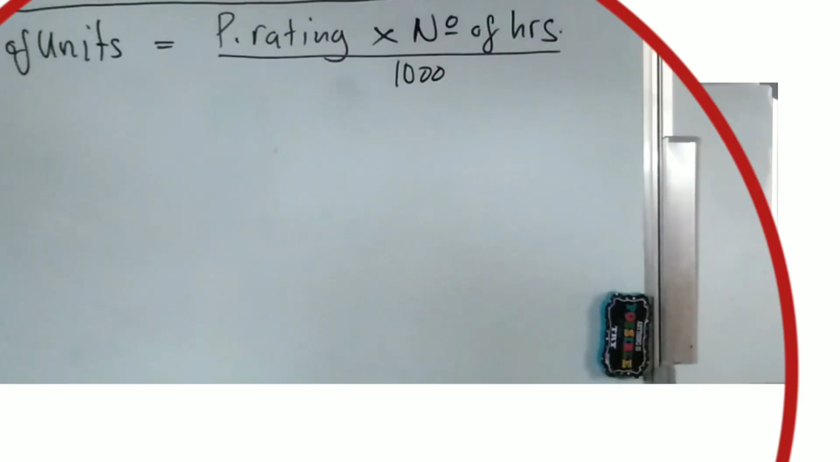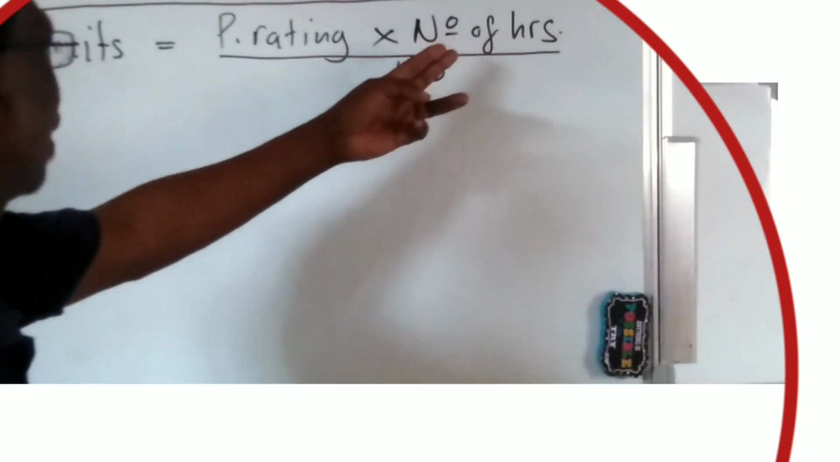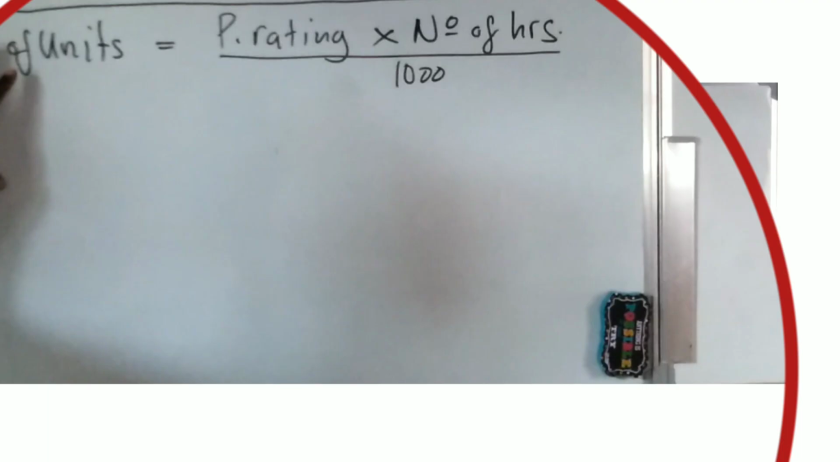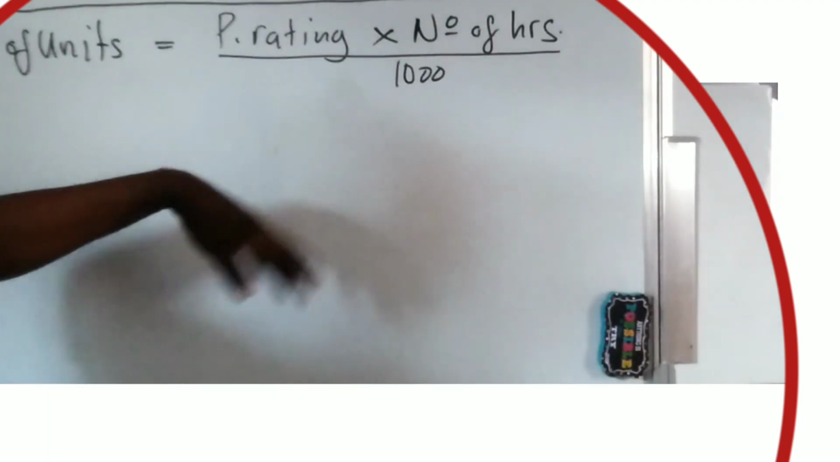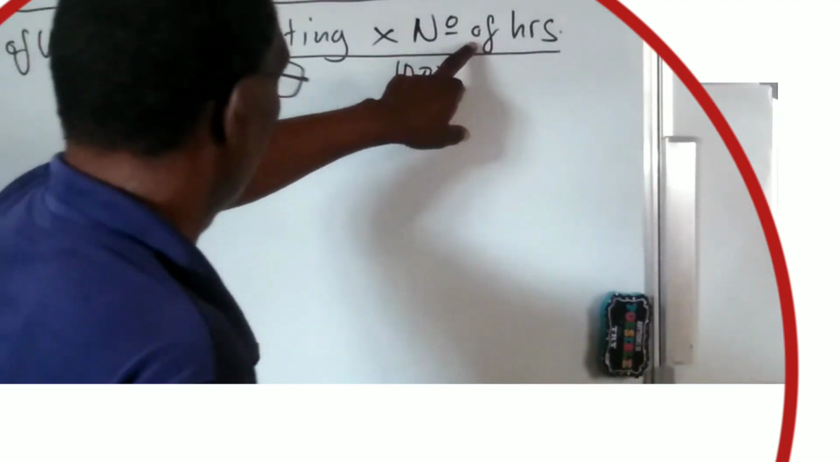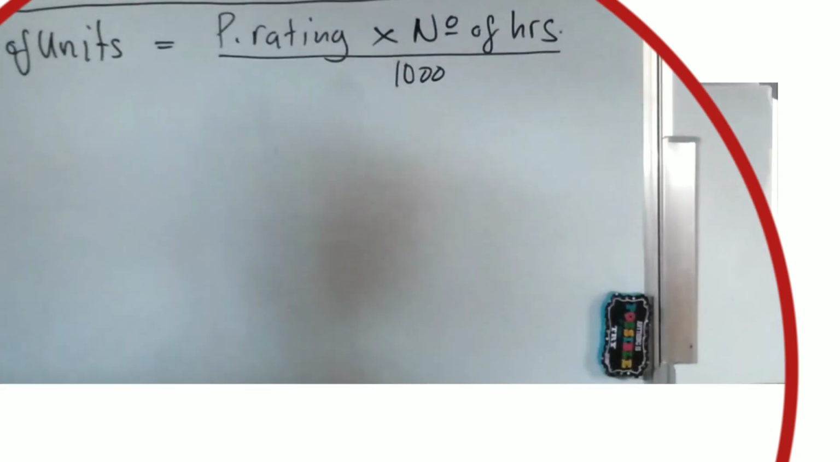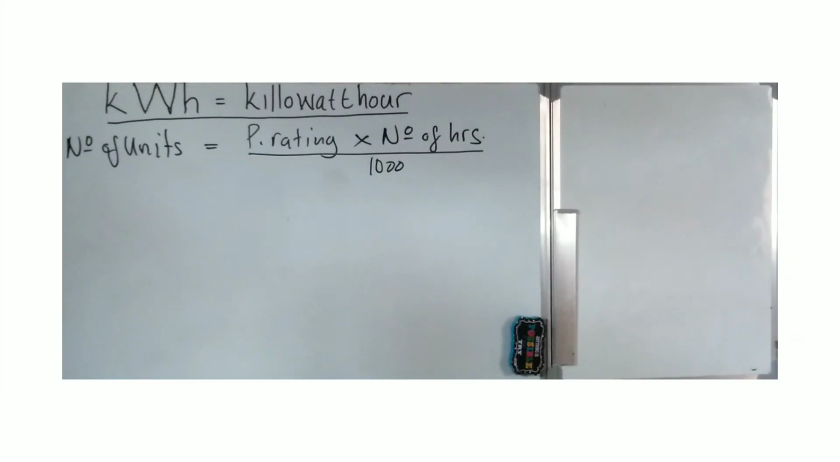So let's read the formula again. If I've got my appliance switched on for X number of hours, this is its power rating. The number of units it consumes is given by the power rating multiplied by the number of hours I've switched it on divided by 1,000. Let's illustrate this with a couple of examples.